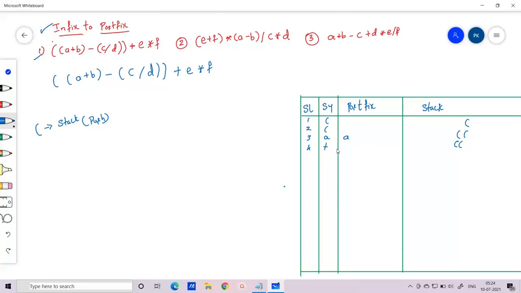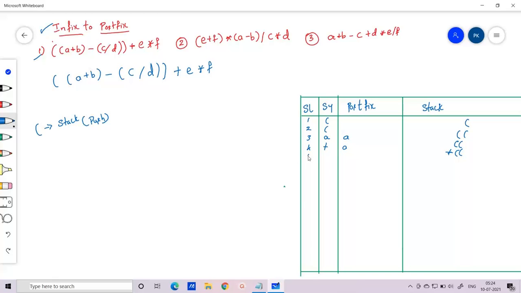Next, again, we have a fourth symbol, which is plus. When you see plus, this plus is an operator. This operator plus will be added onto the stack, but before adding onto the stack, we will check in the stack if there is any operator with same or higher precedence. Now I don't have any operator in the stack with same or higher precedence, so I'm not going to remove any operator from the stack. So this operator plus will be added onto the stack. Two opening brackets will be as they are, and in the postfix I'll have a itself.